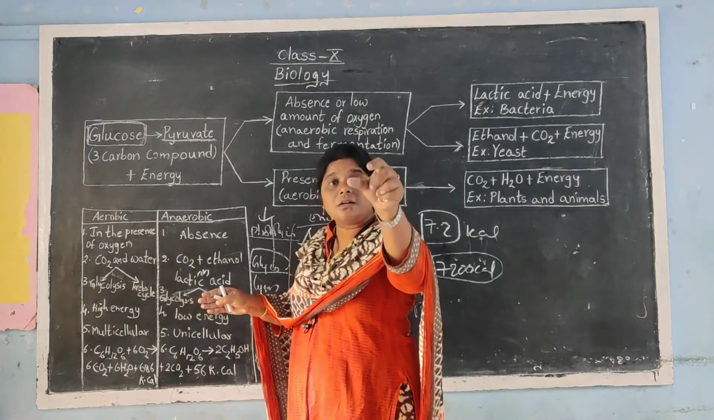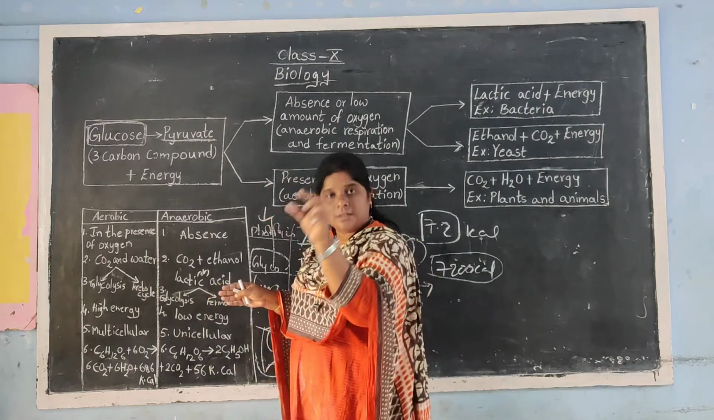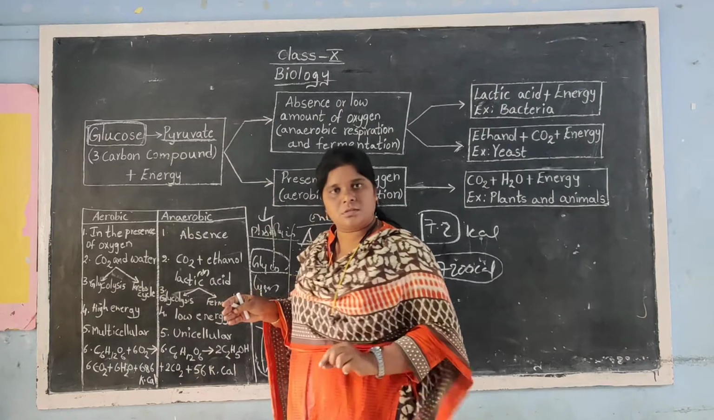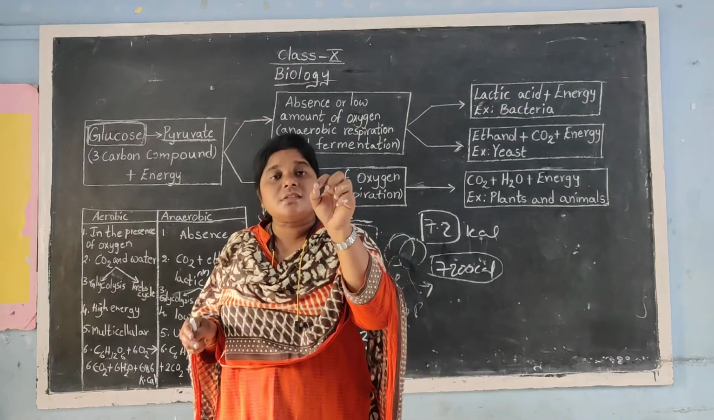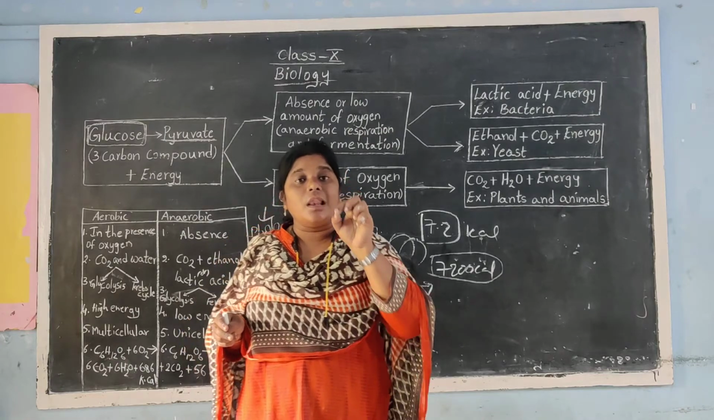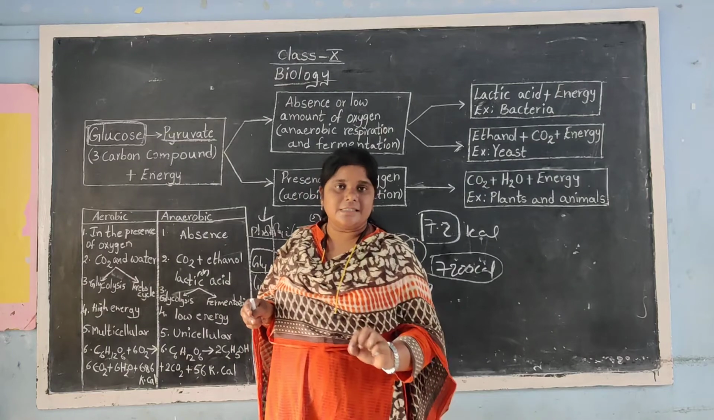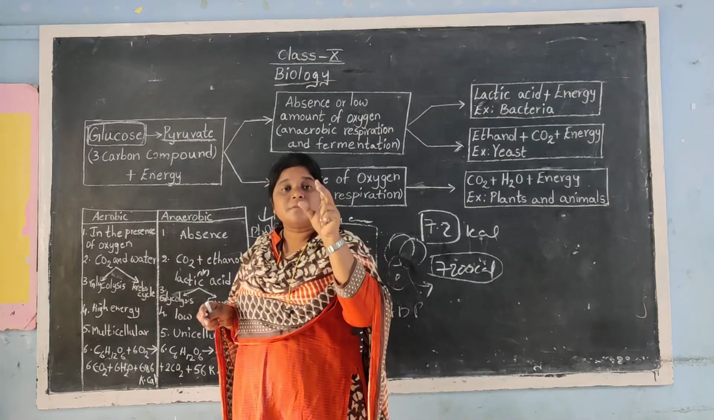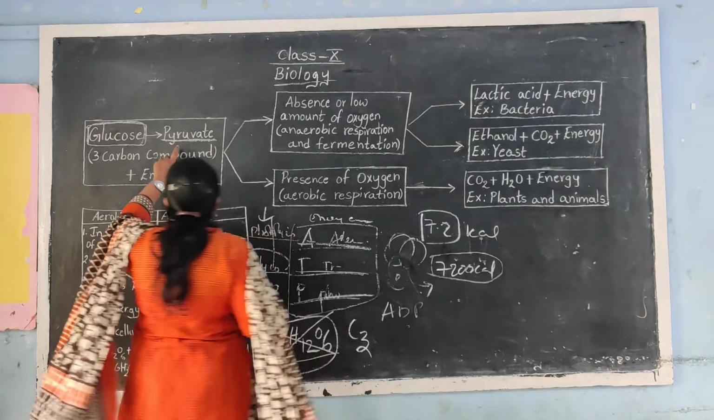That is called as what? Glycolysis. Glucose means sugar. Glyco means glucose. Lysis means breakdown. So this is called glycolysis. Glycolysis means breaking down of a sugar molecule into which compound? Pyruvate.